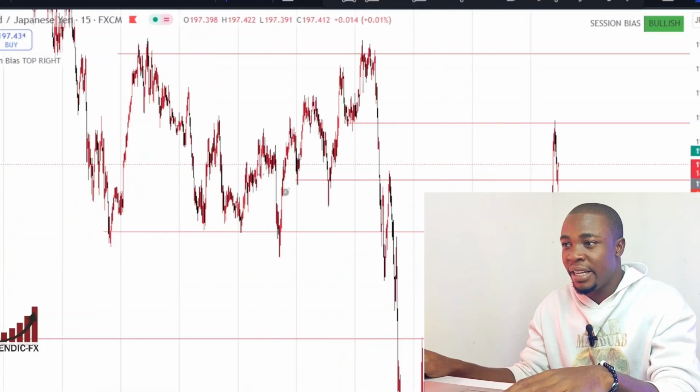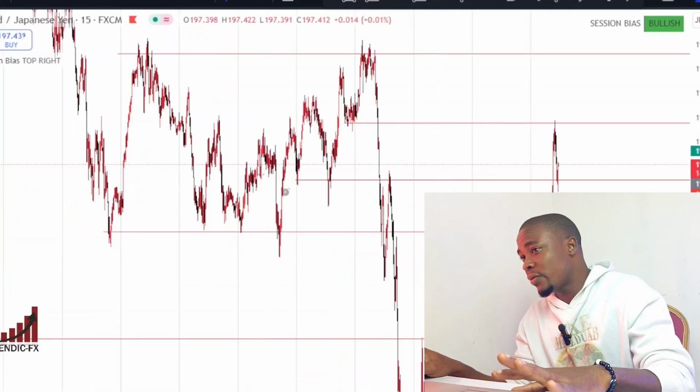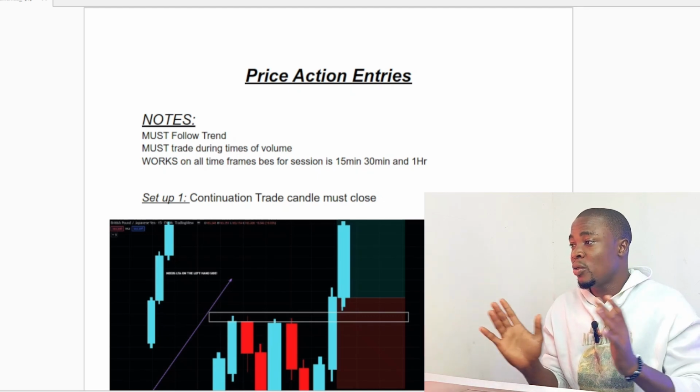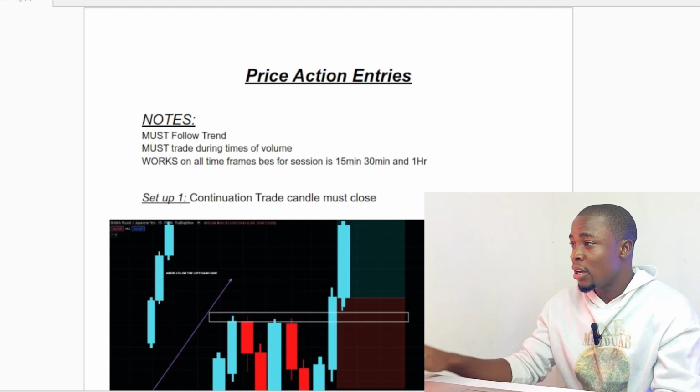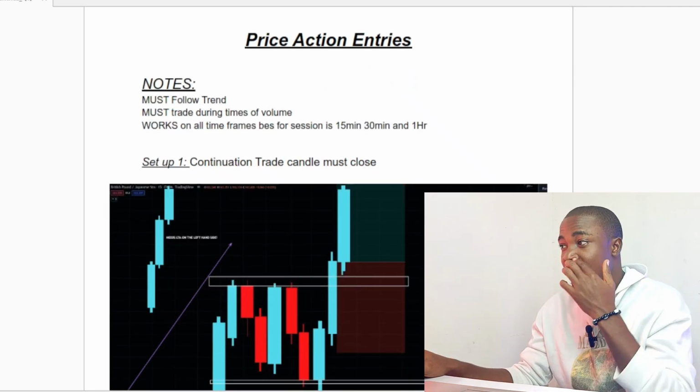All right, let's get into it so that you know how we do this. I think I prepared a PDF that I want to use for this. Let's use this and explain it before I give you examples on the chart. It's very, very simple. I tag this my price action entry.